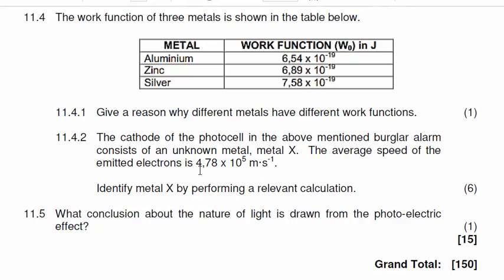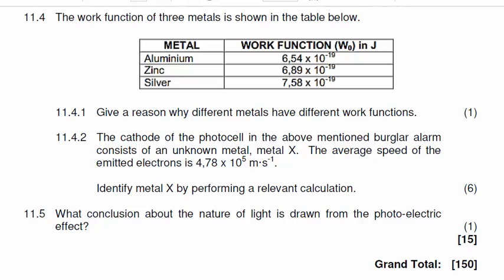The average speed of the emitted electron is that much. Identify the metal by performing the relevant calculation. Okay, so if I find that my maximum speed is close to, well, let's do them. Let's do it. Okay, so they give me the velocity of the electron. So if I know what the average speed of the electrons is, I can at least work out what the minimum energy is that those electrons have when they're ejected. Okay, not the minimum, but an average energy that they are ejecting with.